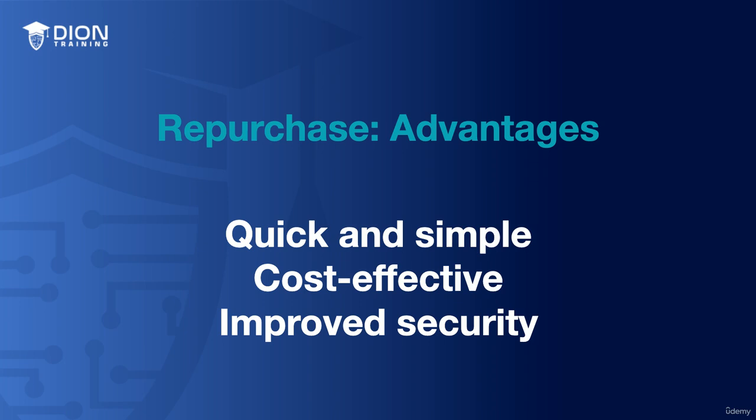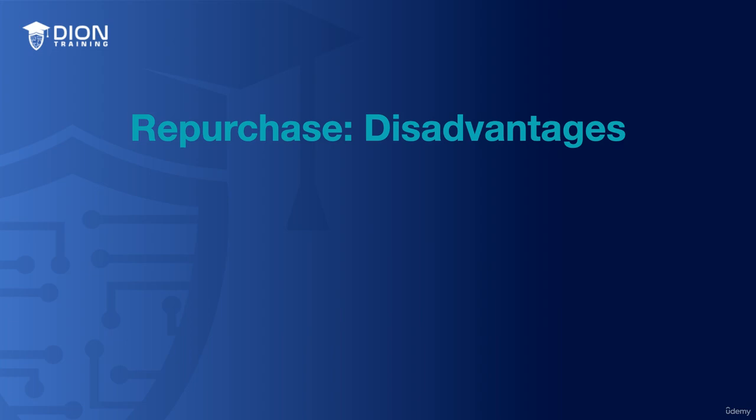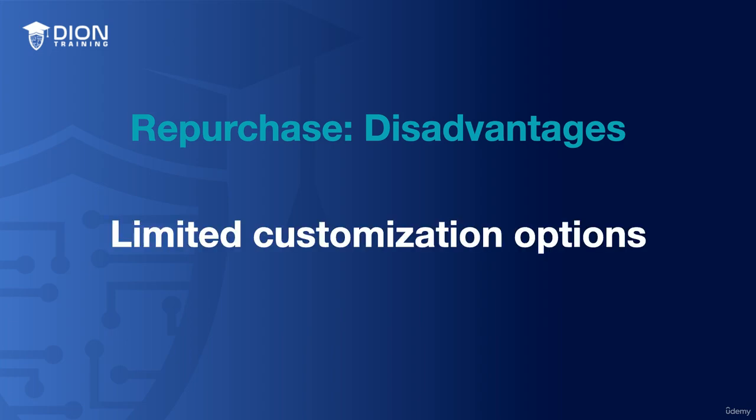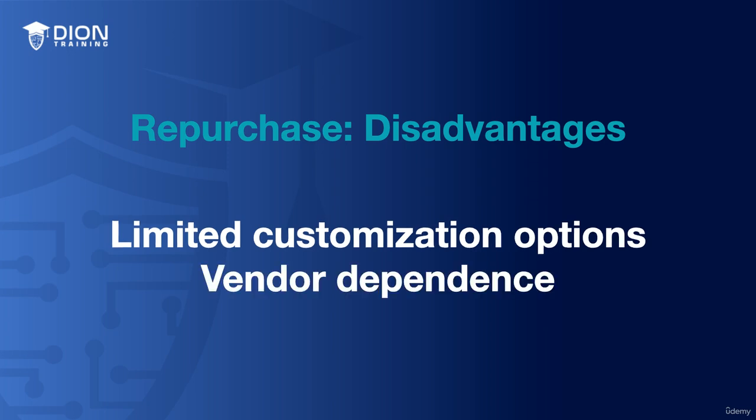Repurchasing can also result in improved security, as SaaS solutions are typically managed and maintained by service providers, which helps to reduce the organization's burden of securing the application. Again, just like all of the other solutions, there are a few disadvantages to using repurchasing. Repurchasing can result in limited customization options, as the organization is limited to the functionality provided by the SaaS solution. Repurchasing can also result in dependence on the vendor for maintenance and support, which can be a disadvantage for organizations that prefer to have control over their own applications.